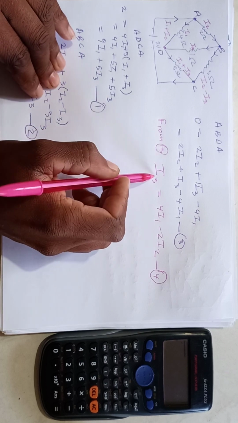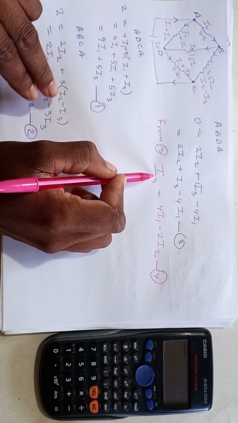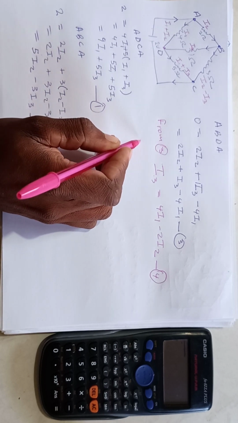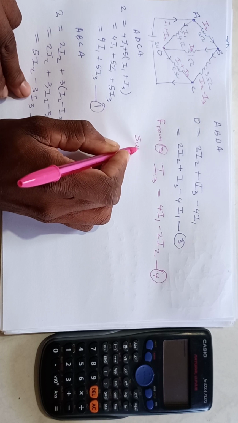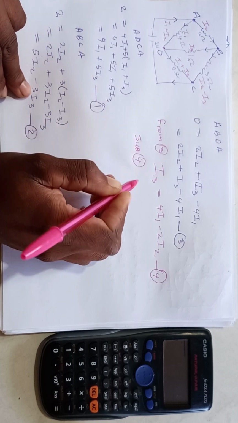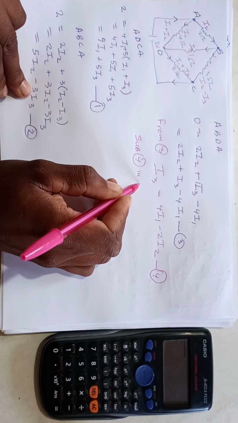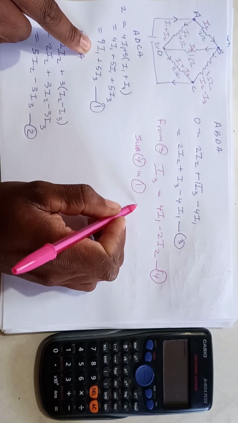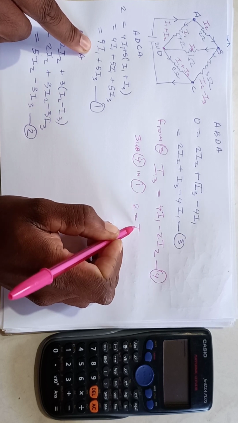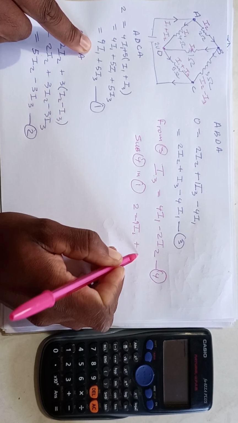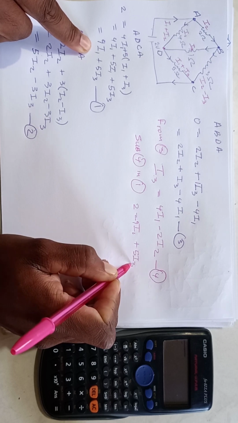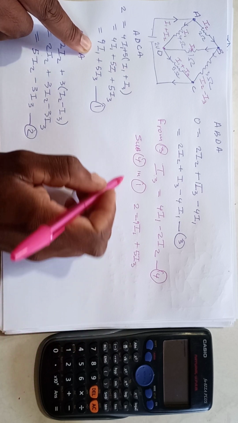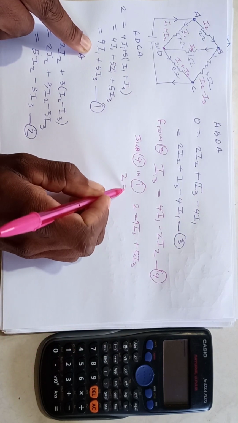I said we will take I3 and substitute it into equation 1 and equation 2. So substitute equation 4 in equation 1 first. Here we've got 2 equal to 9I1 plus 5I3. So this I3 will be gone in our second step.